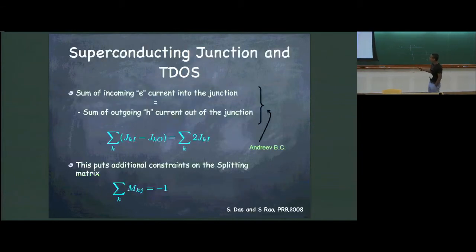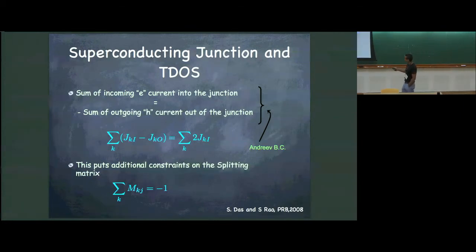So now superconducting junctions. What is the boundary condition which you impose? What is a very simple boundary condition if you start thinking about it? All you say is the sum of incoming electron current into the junction should be equal to minus the sum of outgoing hole current out of the junction.